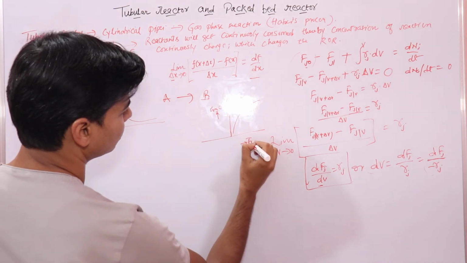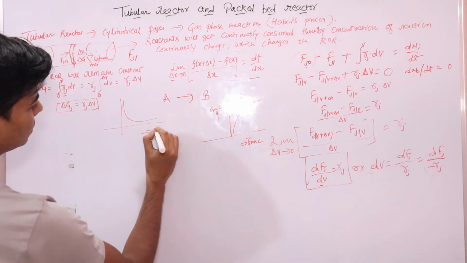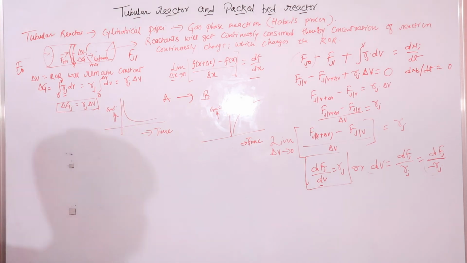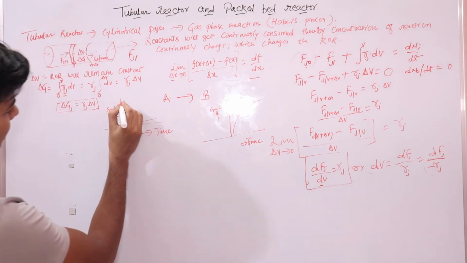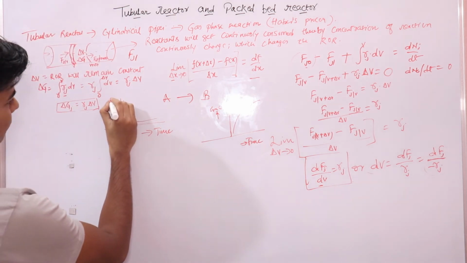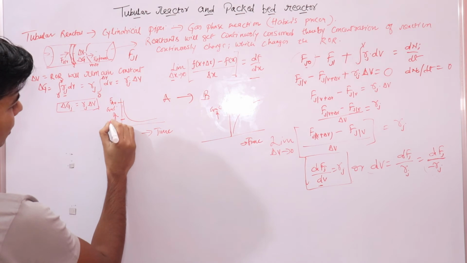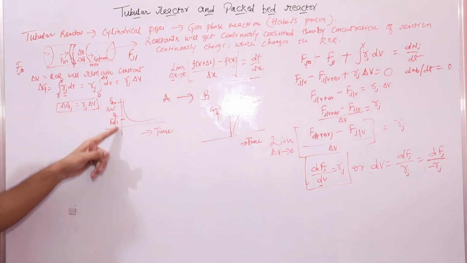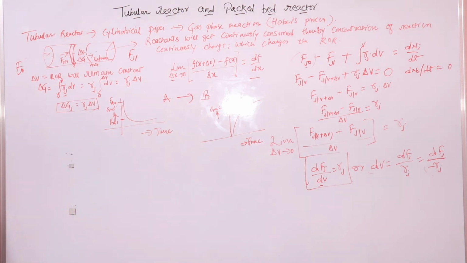Concentration is on one axis and time on the other. Let's say the initial is FA0 and the final is FA1. This is the concentration at different times. So what you can do is simply apply it to the equation that we have just derived.